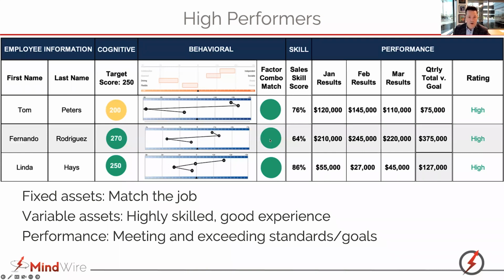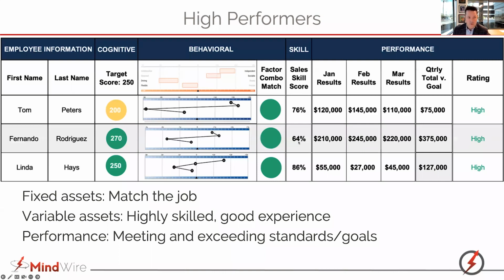His behaviors are a wonderful match for the job, right? Also a green. So then you look at his sales skill and go, Fernando is actually perfectly average, mediocre at the job of selling. Why is he killing it? Because this guy practically came out of the womb built to do this job, right? His cognitive and behavior is fantastic, but his skill is only 64.